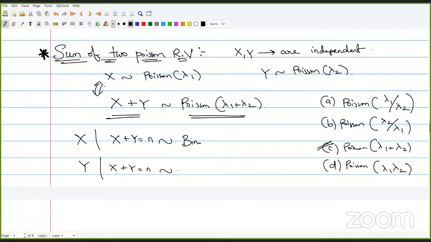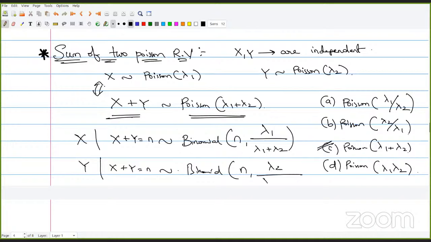This is binomial n comma, for X it will be lambda 1 by lambda 1 plus lambda 2. For Y it will be binomial n comma lambda 2 by lambda 1 plus lambda 2. Again, both are independent. Yes, the same thing.